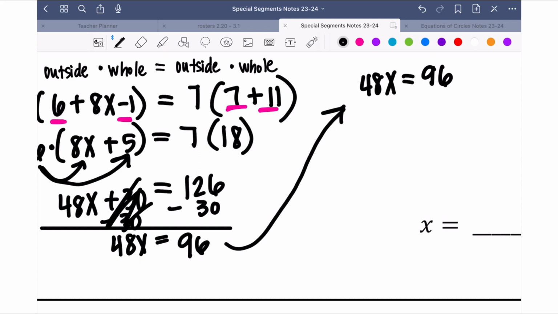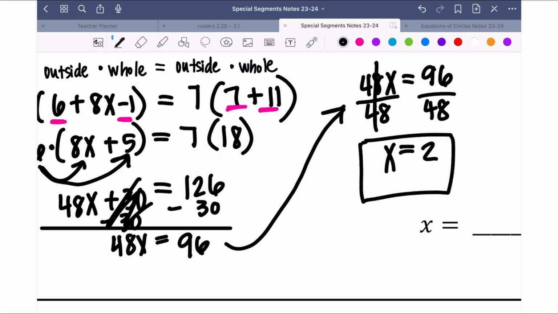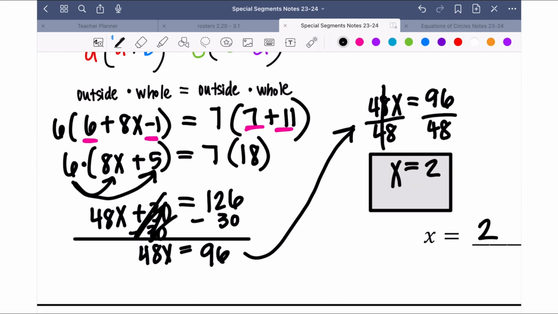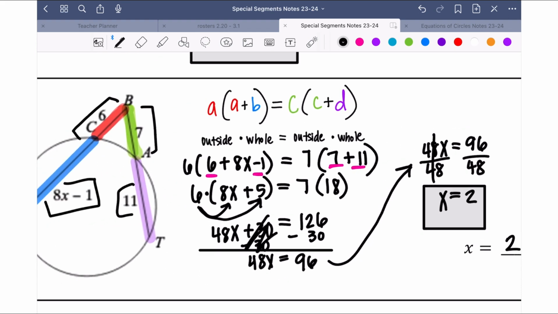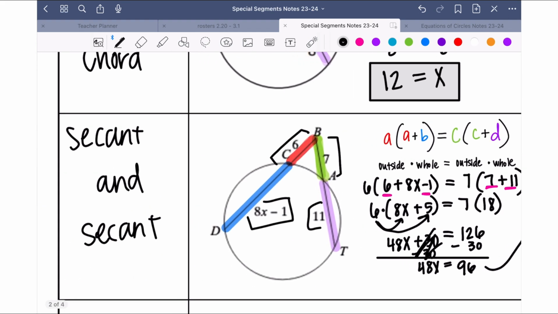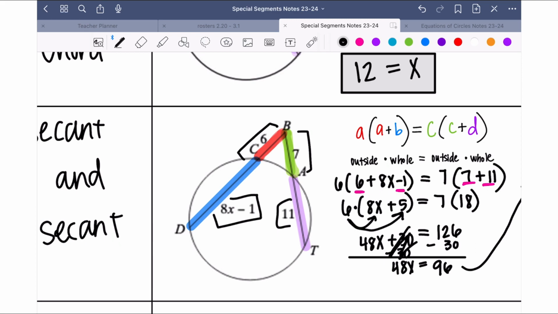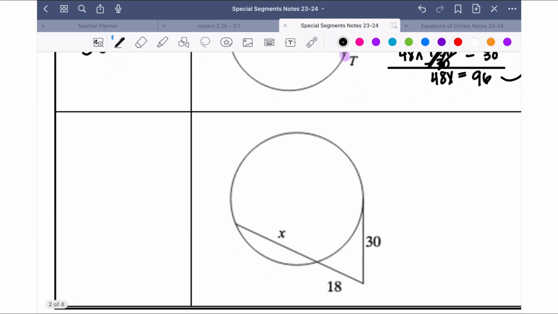Okay, and what's the last step? Everybody should know what to do next. How do we cancel multiplication? Division. Cancel. 96 divided by 48 is 2. Okay, so we're done with that one. X equals 2. Okay. All right, so this was an example for secant and secant. Watch the next video for the third scenario, okay?